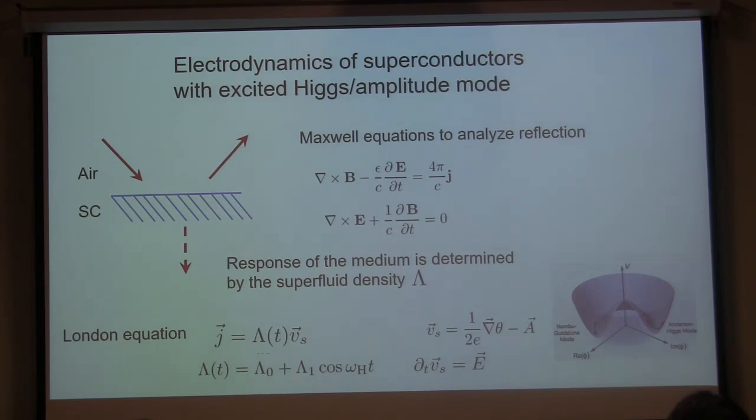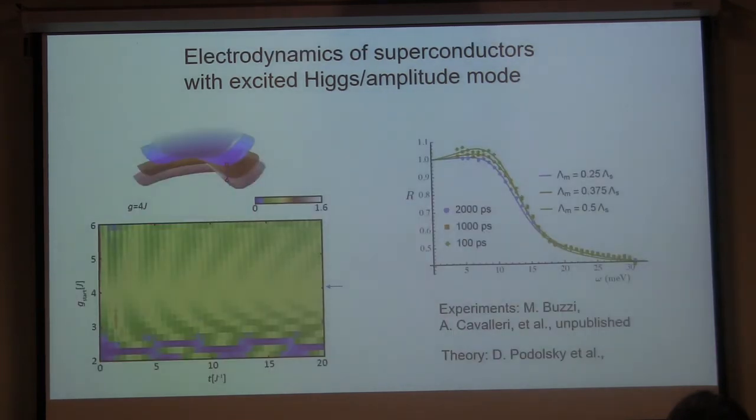And usually when you solve light reflection from a superconductor, you just take the superfluid density as a constant. But in our case, as we said, we're looking at a state which is not an equilibrium superconductor, but rather a superconductor with an excited Higgs mode. Therefore, its superfluid density is oscillating in time. So now what we need to do is solve these Maxwell equations when the superfluid density is oscillating in time. I'll show you how this works in a simple example later on.